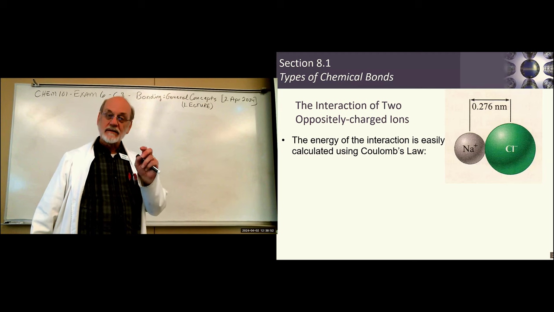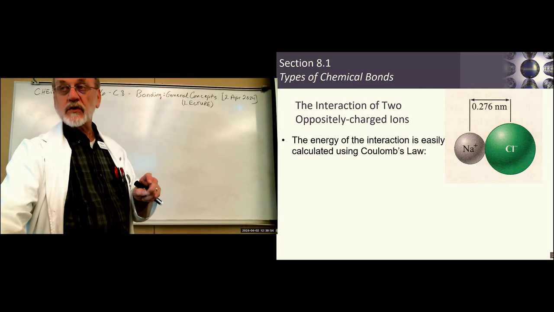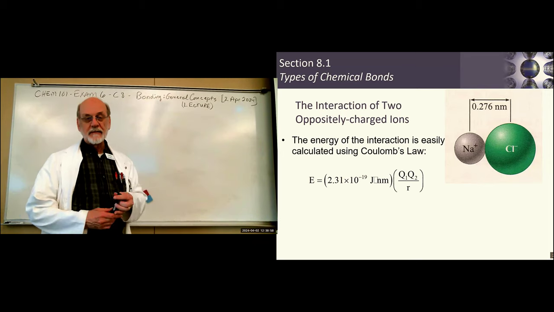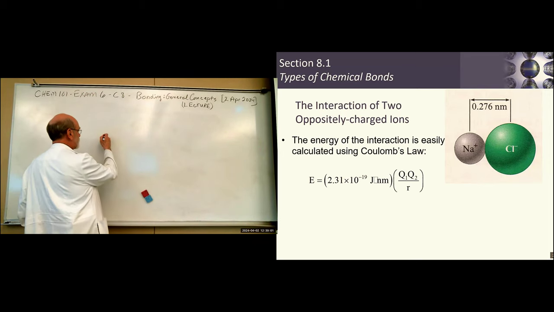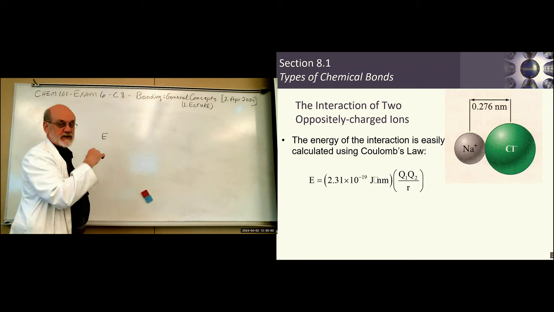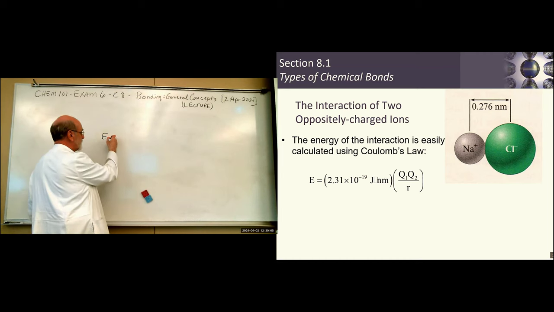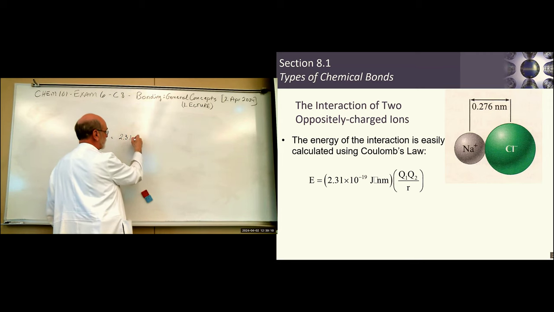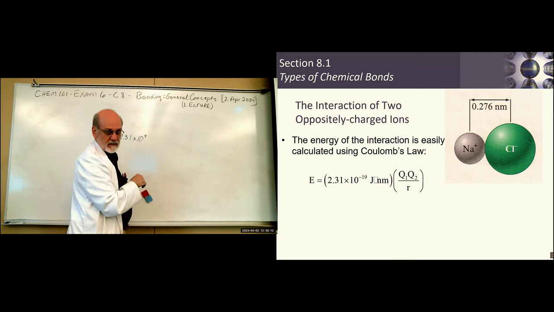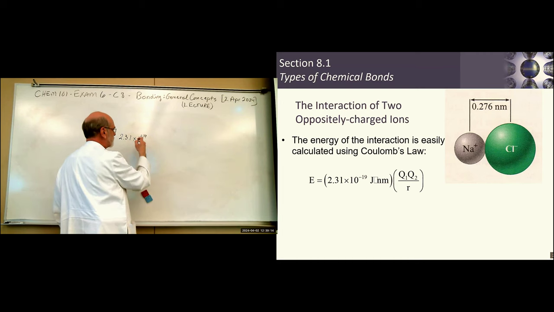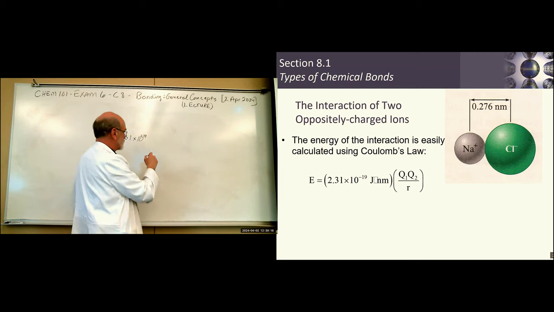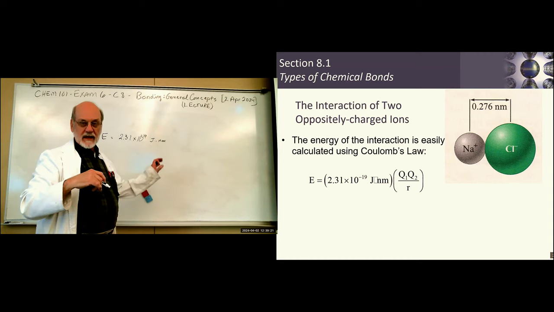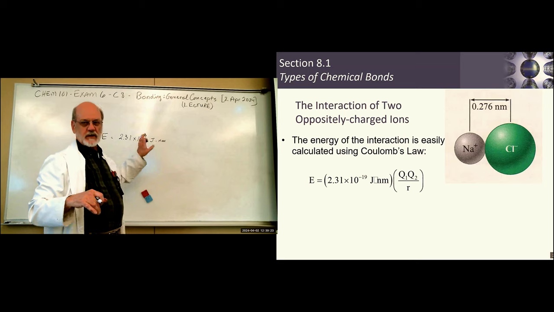And we can calculate the interaction using Coulomb's law. Right, there's Coulomb's law. And this is simply that the energy between the two ions is this Coulomb's constant. Is it 10 to the ninth? 10 to the minus 19th joule nanometers. So that's a proportionality constant. We don't need to focus on that.